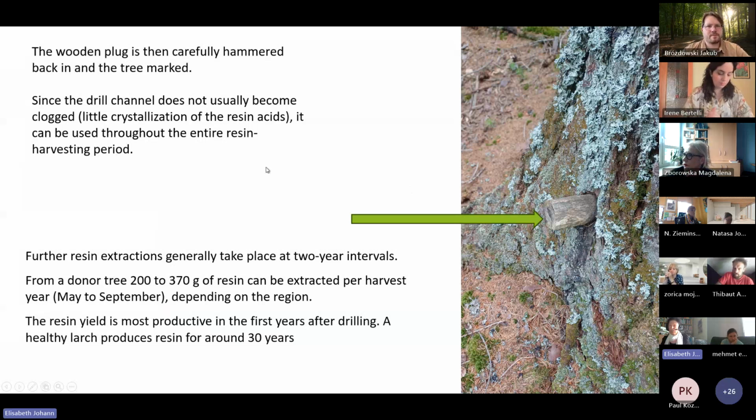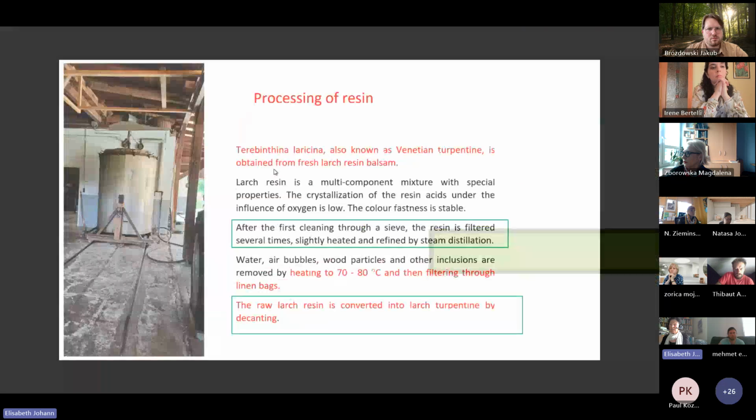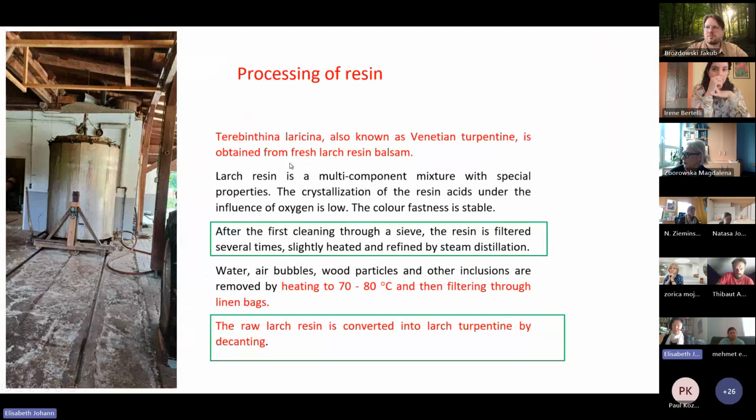The resin extraction generally takes place in a 2 year interval. And from a donor tree, you can harvest 200 to 370 grams of resin per year. The most productive time is the first years after drilling, and then the harvest is less.